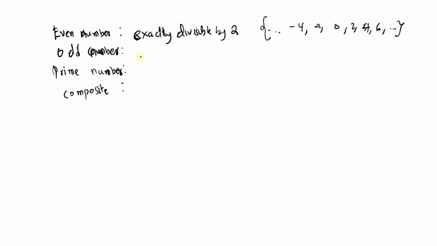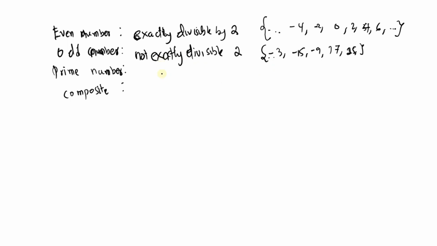Then we have odd numbers. Odd numbers are numbers that are not exactly divisible by 2. So if you divide them by 2, you get a remainder. The set can have values like -9, 17, 25, and so on. This is just another set of odd numbers.